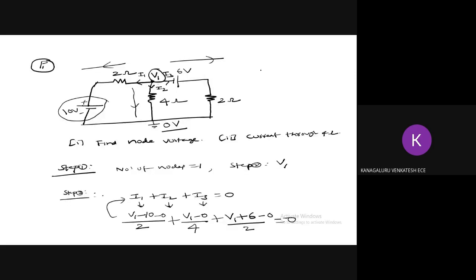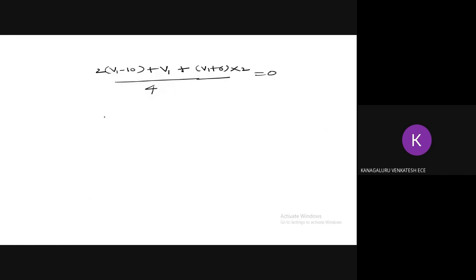Am I right? V1 minus 10 multiplied by 2, since 4 goes into 4 one time, plus V1, since 2 goes into 4 two times, so V1 plus 6 into 2. Just simplify: 2V1 minus 20 plus V1 plus 2V1 plus 12 is equal to 0. V1 how many times? 2, 3, 5. 5V1. Here minus 20, here plus 12. How much will you get? 8, correct? So V1 equals 8 by 5 volt.